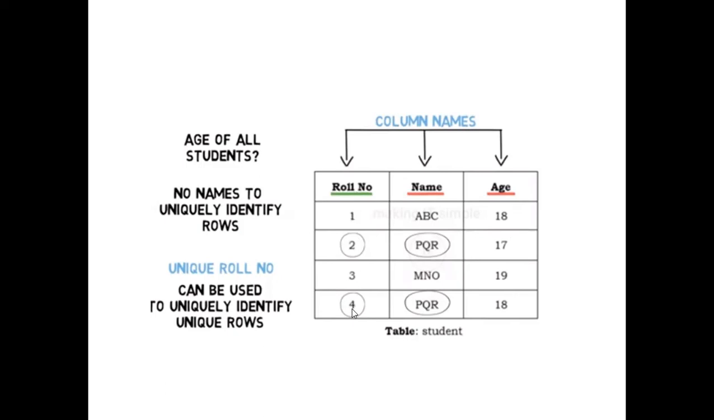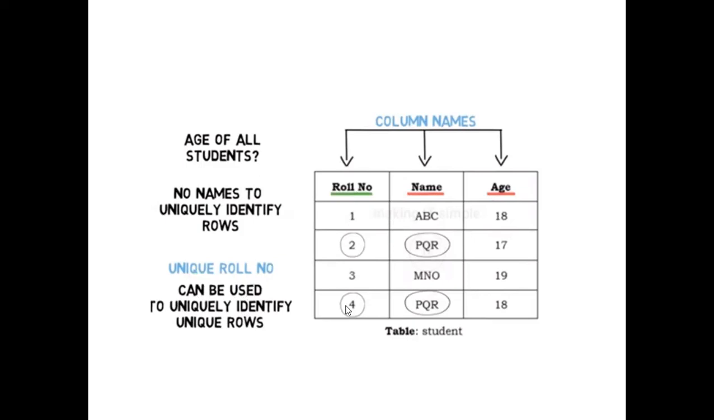Unique in this table, we just see that here the roll number. The roll number for each and every student is unique. Roll number 1 belongs only to the student whose name is ABC and age is 18. Similarly, we can say that roll number 3 has name MNO and age 19. A unique roll number can be used to uniquely identify a unique row. The roll numbers are different.